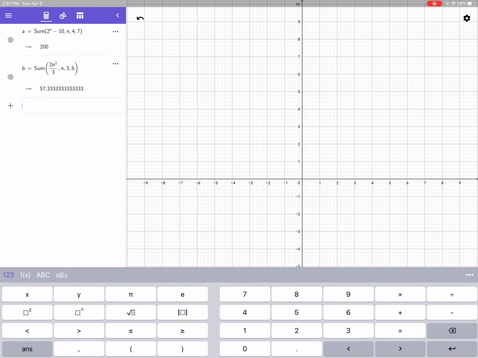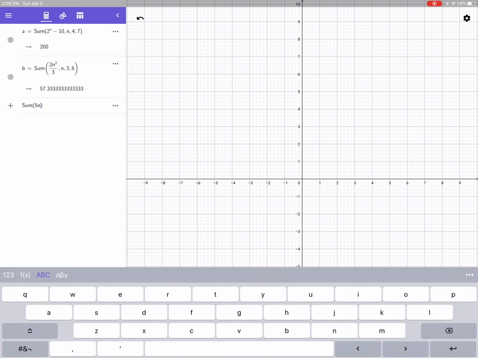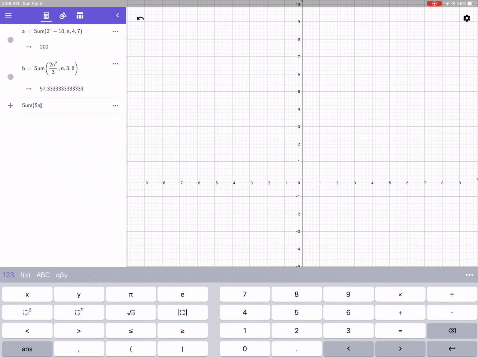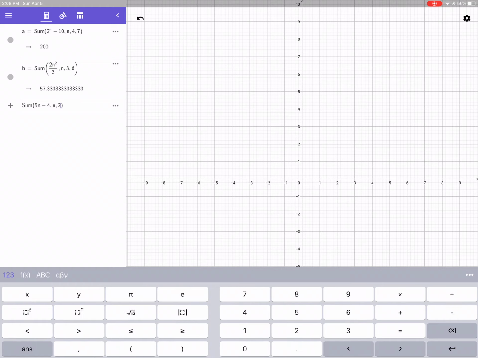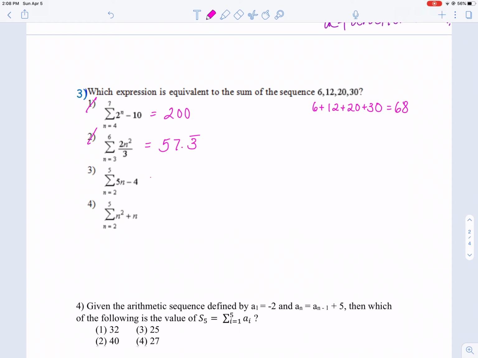I'm going to go back into my calculator, touch on my sum. This one has an expression of 5n minus 4. So I'm going to go to 5n minus 4. I'm going to define my letter variable, which is n. This one starts at the number 2 and ends at the number 5. So there is your sum, which is 54. Still not what we want. We want 68. So let's hope that this last one works.